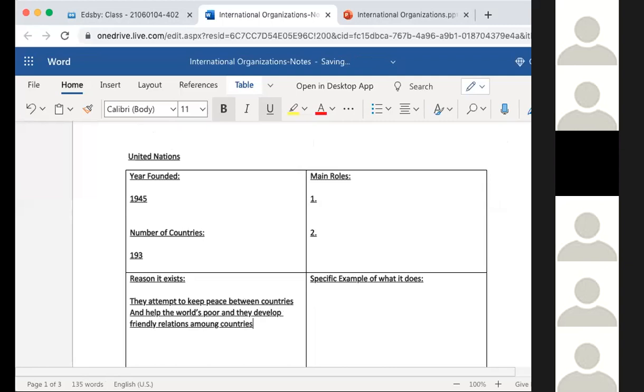So we got all of that just from the first paragraph. I'm going to continue on. That's just the first paragraph. So let's go back to our UN reading.